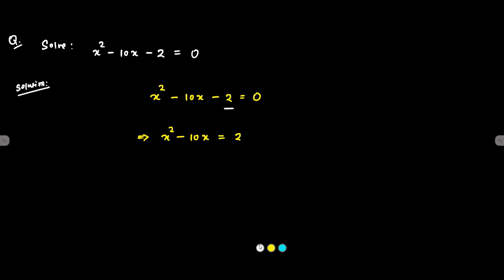Now we have to convert this part, x square minus 10x, into ax plus b whole square format, in the format of ax plus b. Here a, the coefficient of x square, is 1, so we have to convert it into ax plus b or ax minus b format. So here it is minus, so it will be ax minus b whole square format.